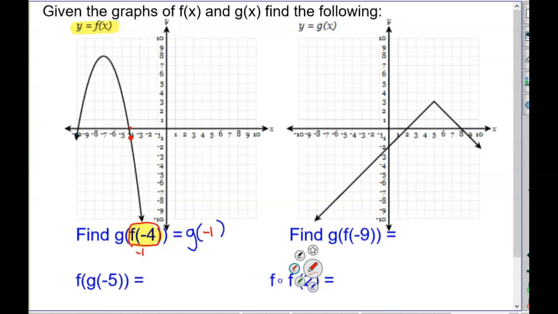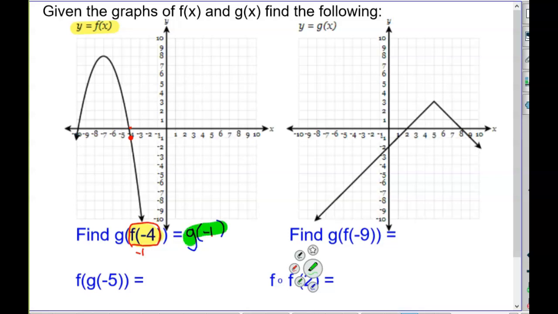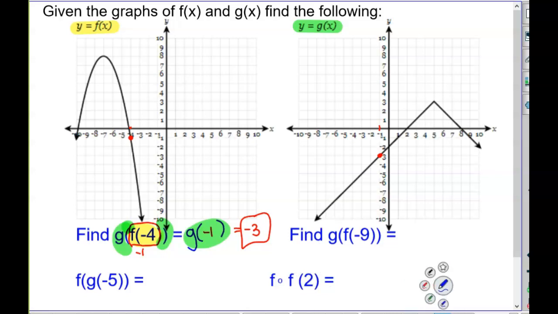But now that goes into g. So now I have to apply the outside function. See how that outside layer appears in green? We take the answer to the inside and apply it now to g. So now I have to find g of negative 1. So here's negative 1. We're going to go down, and that has an output of negative. So the only other thing I threw in here was a different type of notation, f of 2.